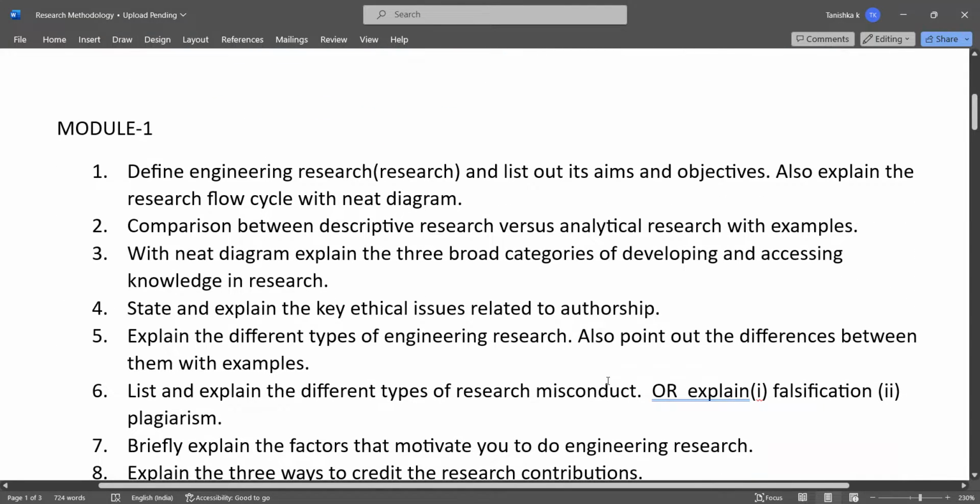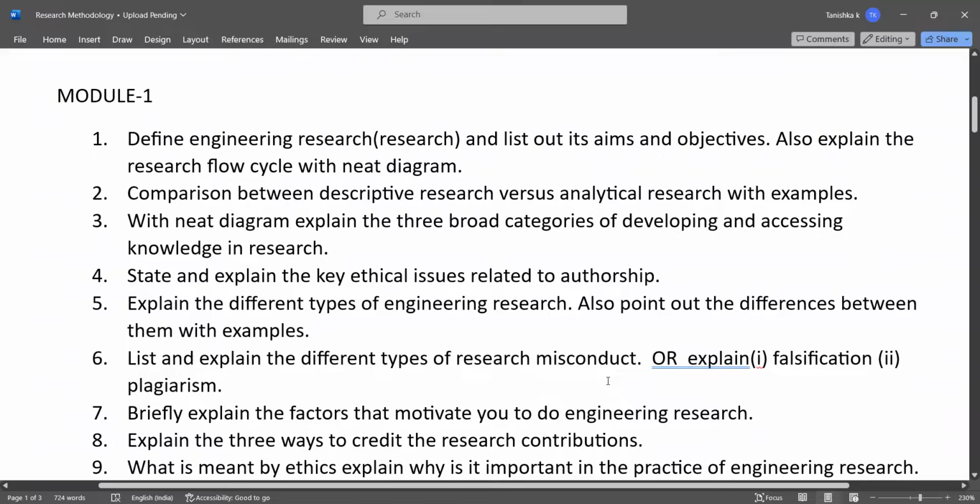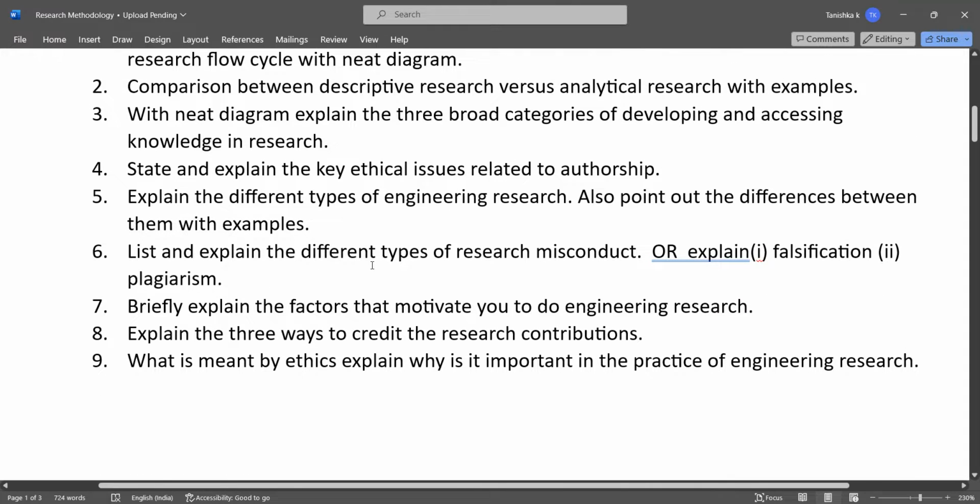Okay. So in module 1, these are the important questions: engineering research and list out its aims and objectives, also explain research flow cycle. This question is important, and comparison between descriptive research versus analytical research. Then three broad categories of developing and accessing knowledge in research, and I'm really sorry for the background noise, I can't help it. Then important question is state and explain the key ethical issues related to authorship, also different types of engineering research, then different types of research misconduct, and explain the factors that motivate you to do engineering research.